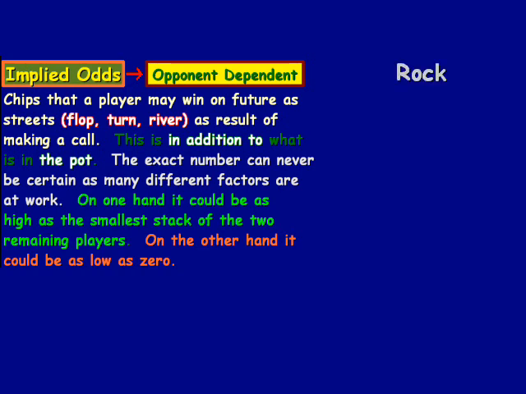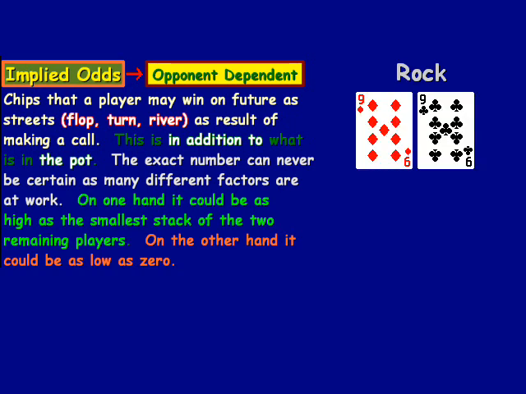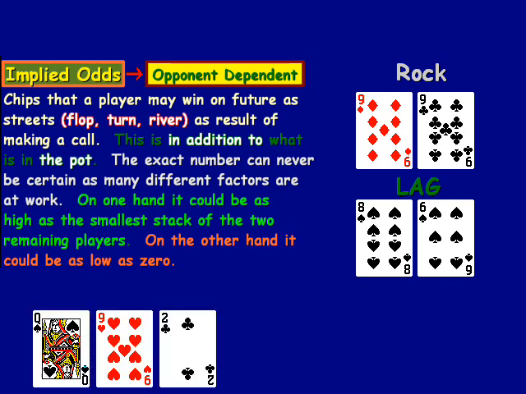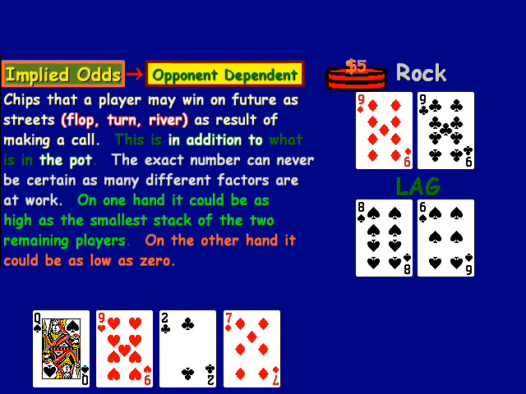In this first example, you have a rock. Rock holds 9s, and a lag holds 8-6 suited. Rock limps in early, lag calls behind. Flop becomes queen, 9, deuce. Good flop for the rock. The rock decides to check-raise. Nobody bites. Turn comes a 7, and rock decides, okay, get some value out of the hand. Rock bets $10. Lag decides to call the $10.